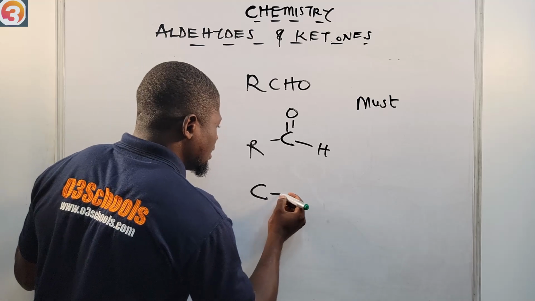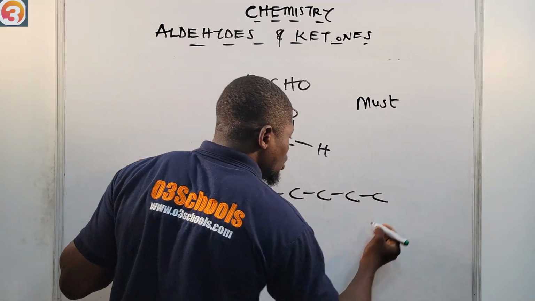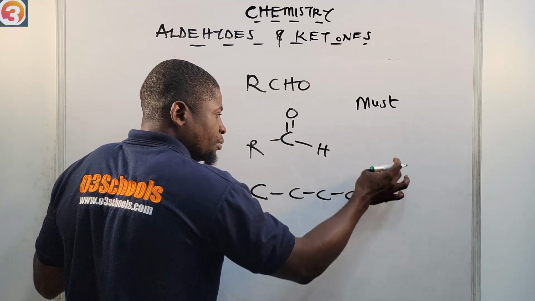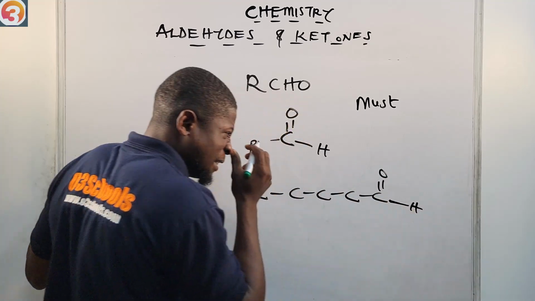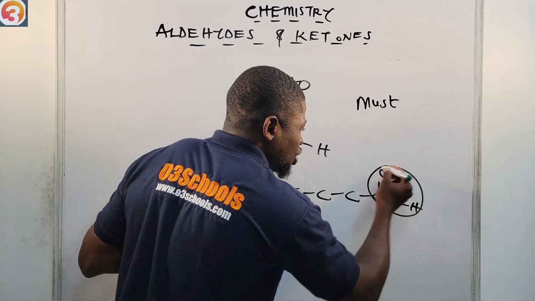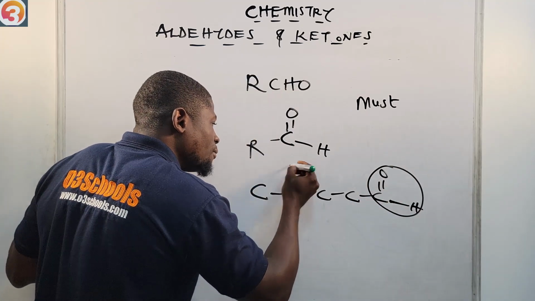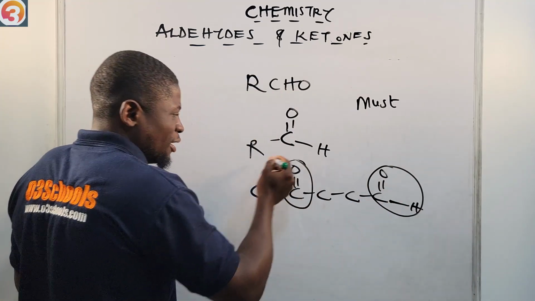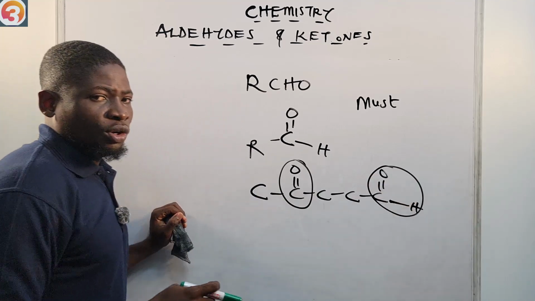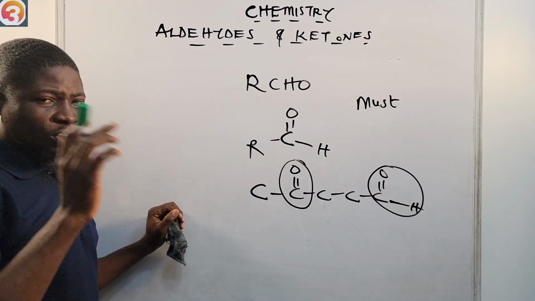That means if you have something like this, carbon double bonded to O, with the group at the end, then you should know that this is an aldehyde. The reason is because it's at the end of the chain. If this carbonyl double bond is in the middle, just know that this can never be an aldehyde, because first of all, it is not at the end of the chain. So please, you must take note of that.